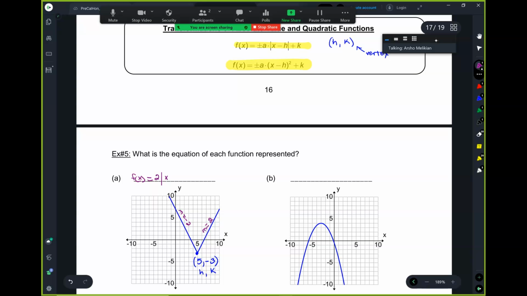2 x minus h minus, no, not plus or minus. You just take the minus will have reflected it downwards, right? You have a minus if it's reflected downward. Right. You use a plus if there is no reflection. You use a minus if there is a reflection around the x-axis. Okay, let's just go with this one.